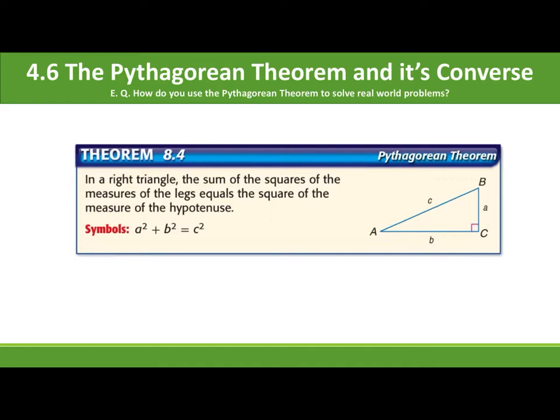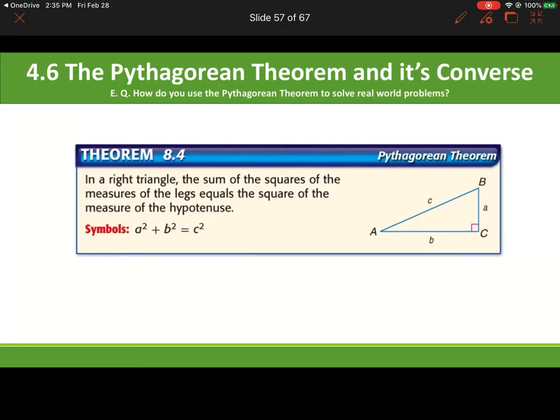So it says in a right triangle, and that is major in this problem. So it has to be a right triangle. We cannot use Pythagorean theorem if it's not a right triangle. So in a right triangle, the sum of the squares of the measures of the legs equals the square of the measure of the hypotenuse. So in a sense, what that means, looking at the picture, is a squared plus b squared is equal to c squared.